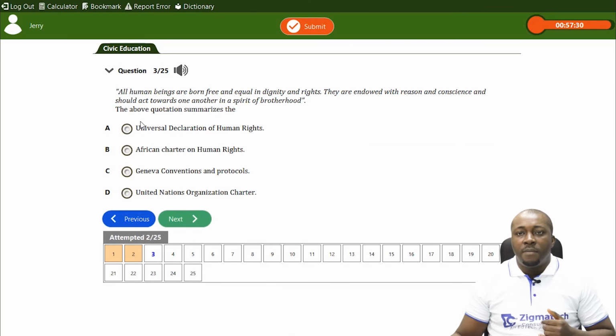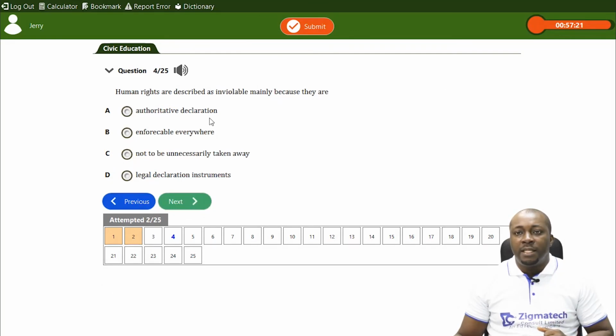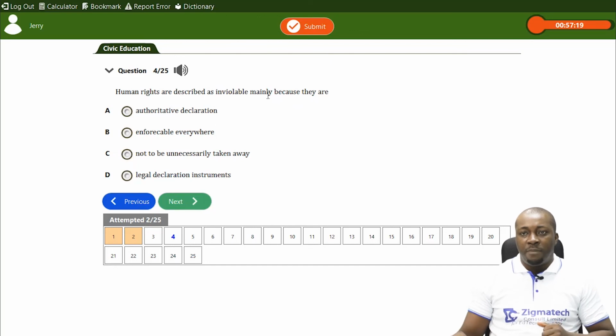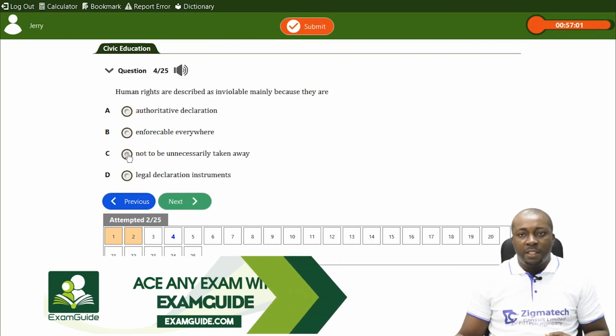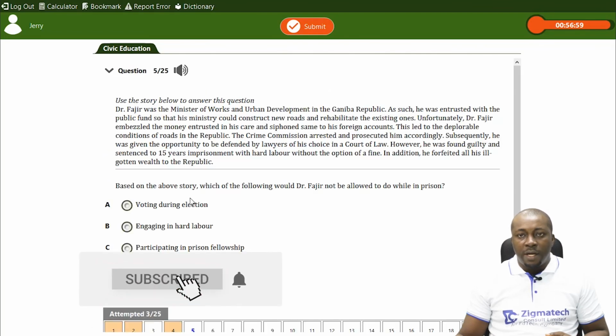Now, all human beings are born free, equal, and in dignity. Now, we are going to look at this in our next class. Human rights are described as inviolable mainly because they are A, authoritative declaration, B, enforceable everywhere, C, not to be unnecessarily taken away, D, legal declaration instrument. Yes, not to be unnecessarily taken away. That is inalienability of human rights.